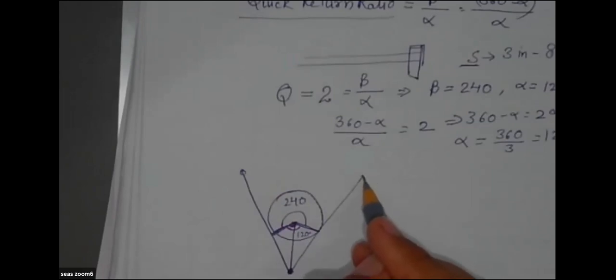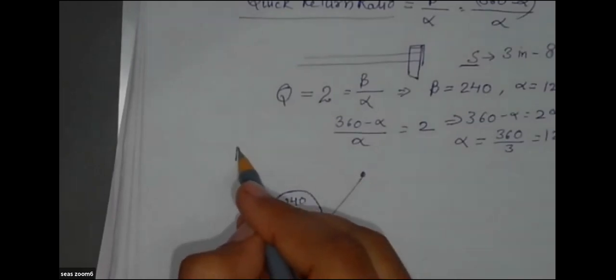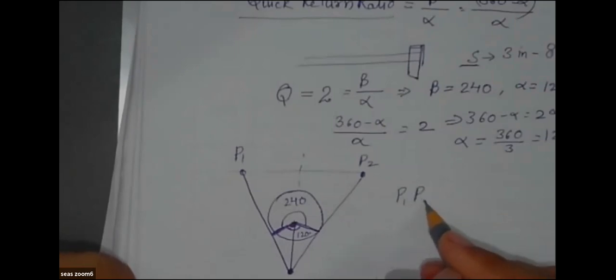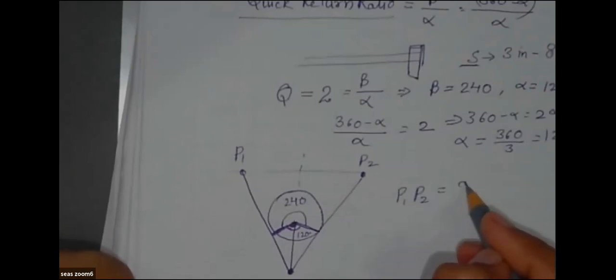And what we want is this stroke length. It means that this point P1 to this point P2 must be somewhere between 3 inch to 8 inch. But because we have to design, let's consider that we are considering P1, P2 as 8 inch. You know, the stroke length is 8 inch. So now what should be the length of crank, and what should be the length of slotted lever, and then what should be the distance between two fixed centers, that is we have to determine.